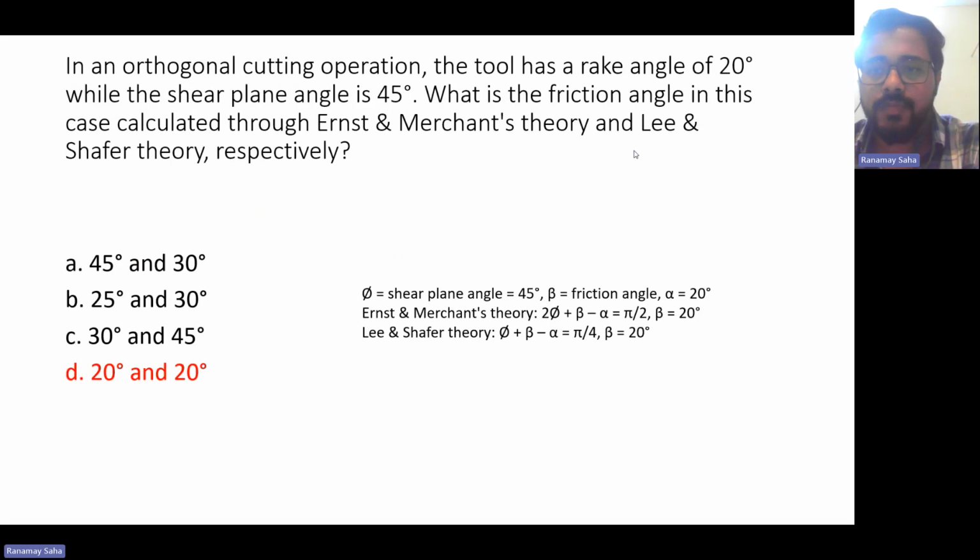The next question is again a numerical problem where you have to find the friction angle using Ernst and Merchant's and Lee Schaeffer's theory. The rake angle is 20 degrees and the shear plane angle is 45 degrees. The friction angle is to be found. In Ernst and Merchant's theory, the friction angle is 20 degrees, and likewise in Lee Schaeffer's theory. So option D becomes correct again here.